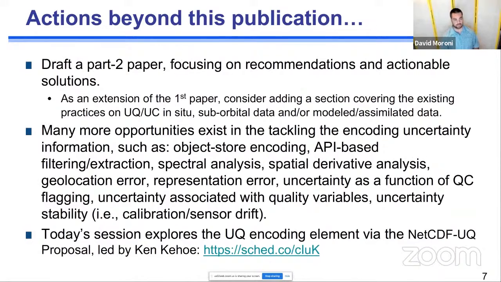So these are some actions that are going to be beyond this paper. There is a part 2 paper, as I think I hinted at, that's going to be coming as an extension of this first paper, focusing more on in situ, suborbital, and also model and assimilated data. There's a whole bunch of opportunities that I'm capturing here in the second bullet that I'm not going to read aloud, but what we're tackling today is a big part of that, which deals with the UQ encoding element. We're going to be taking a look at that through this next presentation by Ken Kehoe, looking at the NetCDF CFUQ proposal.